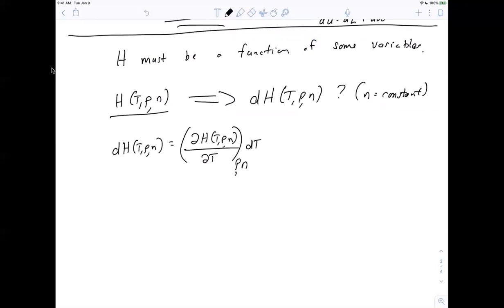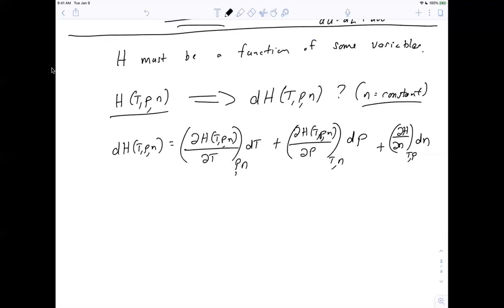But I hope everyone realizes at this point that N is a constant, so we can put it there. Plus the partial of H of temperature, pressure, and N with respect to pressure, at constant temperature and N, times dP. And since dN is 0, a term like the partial of H with respect to N, at constant temperature and pressure, times dN, would be 0. We don't have to worry about how H depends on N because we've stipulated that N is a constant, and so this would equal 0. Okay, so we're not going to worry about that term at this point.